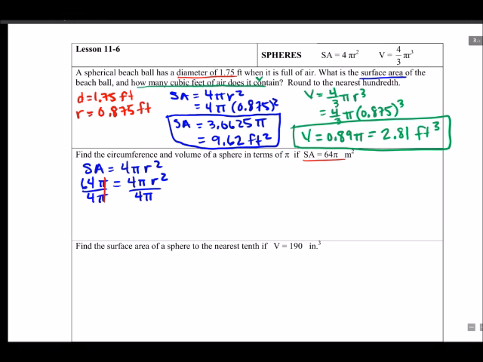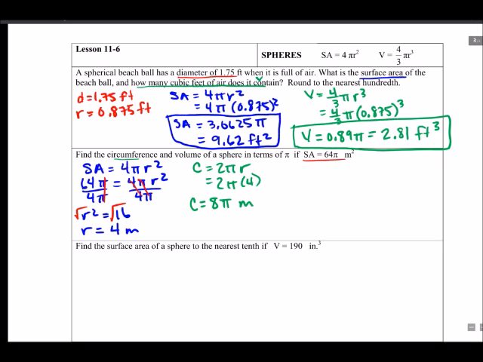And so everything cancels over here. So r squared is 64 divided by 4, which is 16. I square root both sides. This is a nice perfect square, so the radius is 4 meters. Now that's going to let me find everything. I want circumference. We know circumference is 2 pi r. So I substitute in 2 pi, my radius is 4. So my circumference is 8 pi meters.